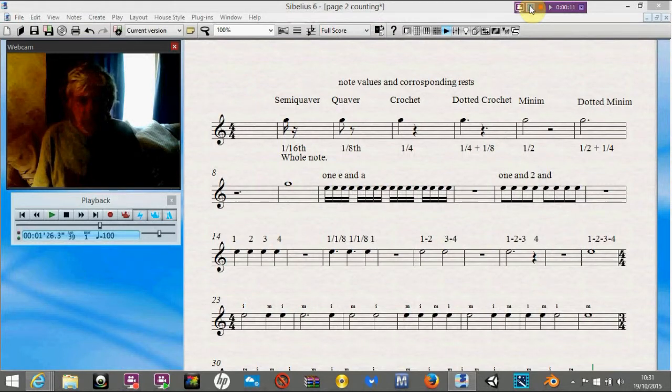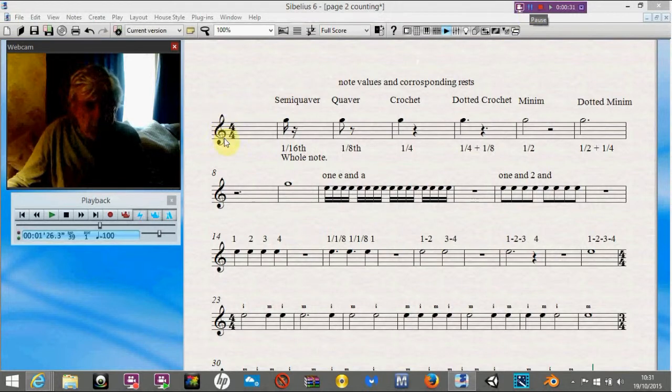This is the second page of page 1 of chapter 1, and in the first lesson we looked at notes within the treble clef that you can apply to your guitar. Now in this particular lesson we're going to look at note values and corresponding rests.